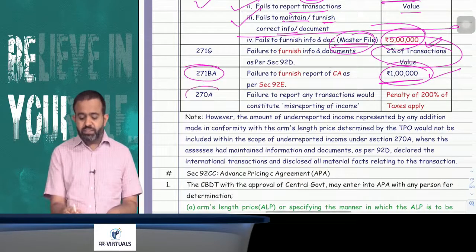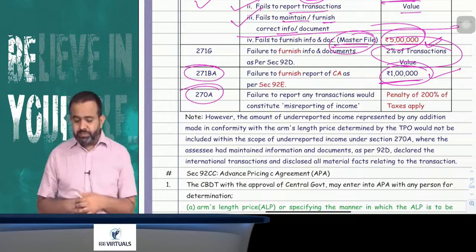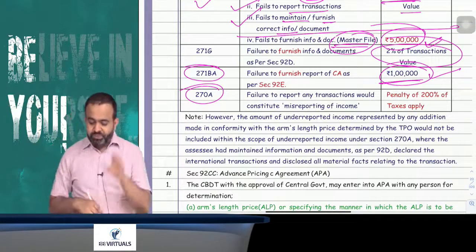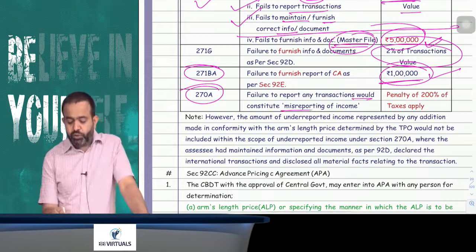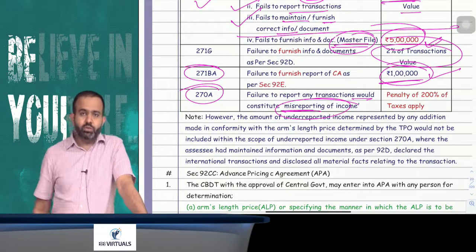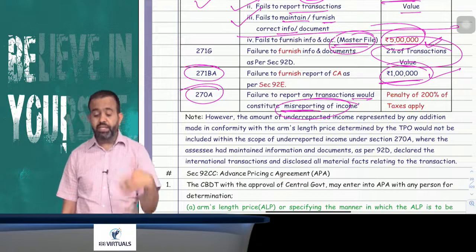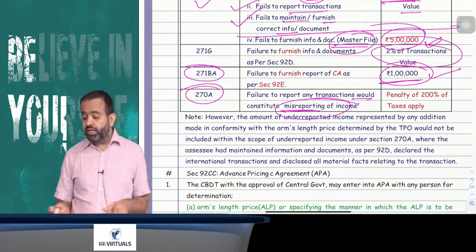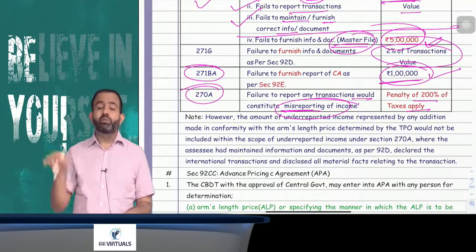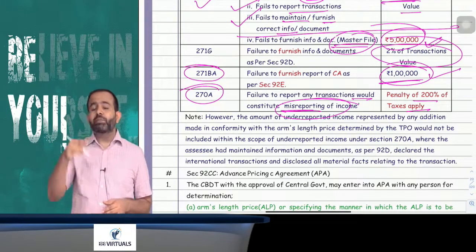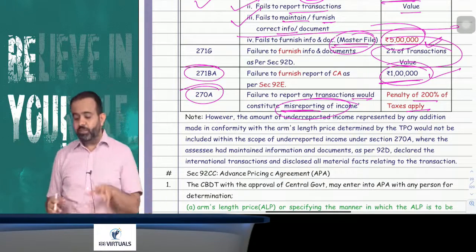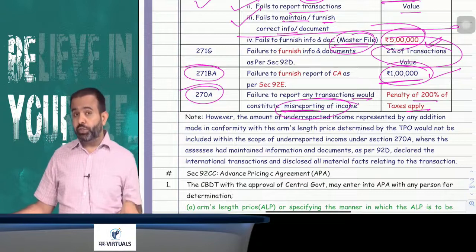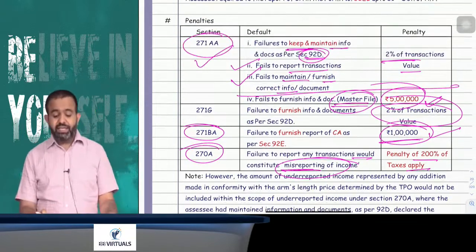Now there is one section, 270A. 270A is the misreporting or underreporting of income penalty topic from the DT part. Failure to report any transaction would constitute misreporting of income. So suppose you have not recorded any transaction, meaning you fail to report any transaction, in that case there is the misreporting or underreporting penalty, and where underreporting is due to misreporting, in that case a penalty of 200% of taxes is applicable. Now guys, suppose any person has not reported any international transaction, in that case 2 penalties will apply.